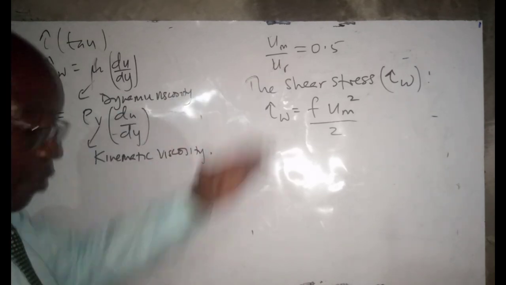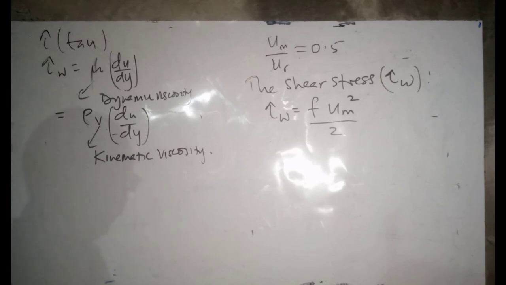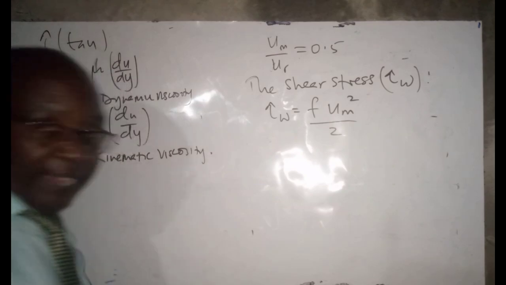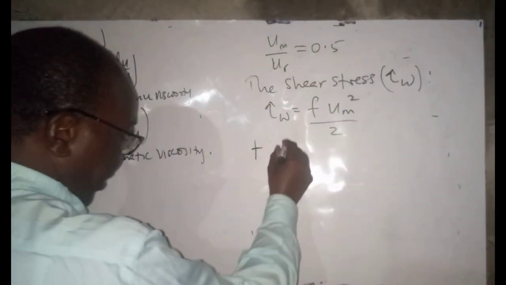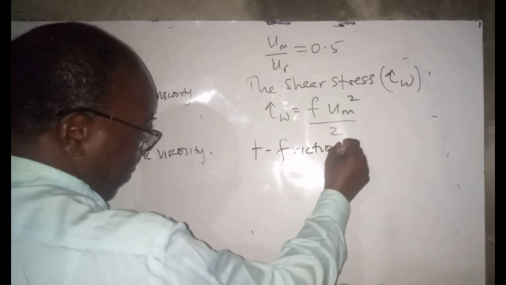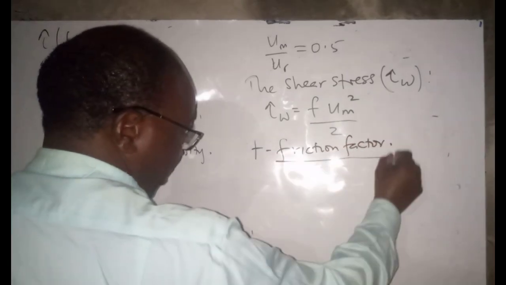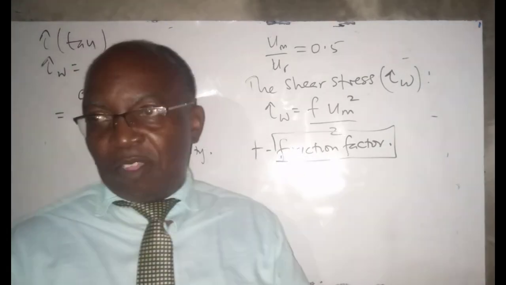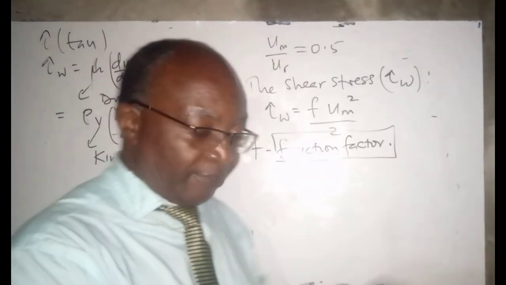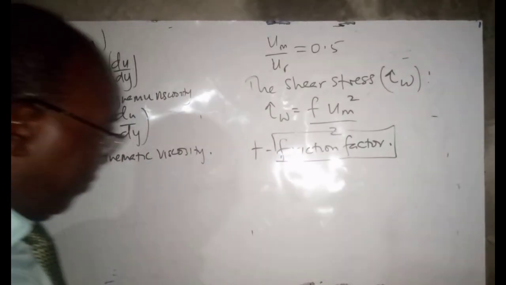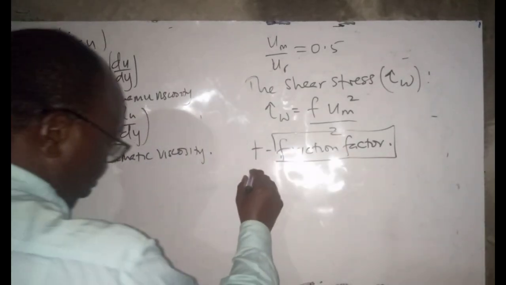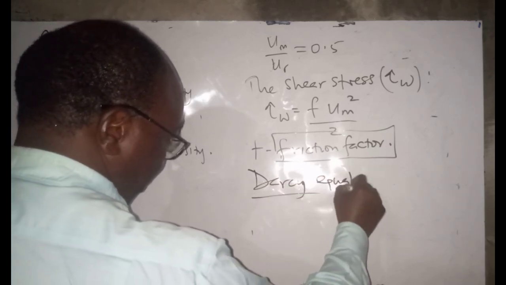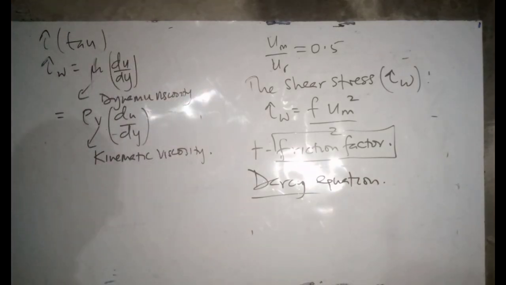So the shear stress at the wall of this annulus is gotten as f, the weighted mean velocity squared, divided by 2. What is f? f is the friction factor. And the friction factor basically is a measure of those friction losses associated with this fluid flow. And that friction factor, you're going to use the Darcy-Weisbach equation.